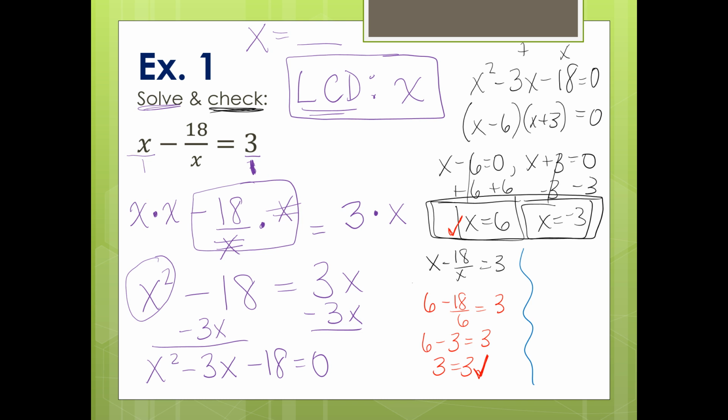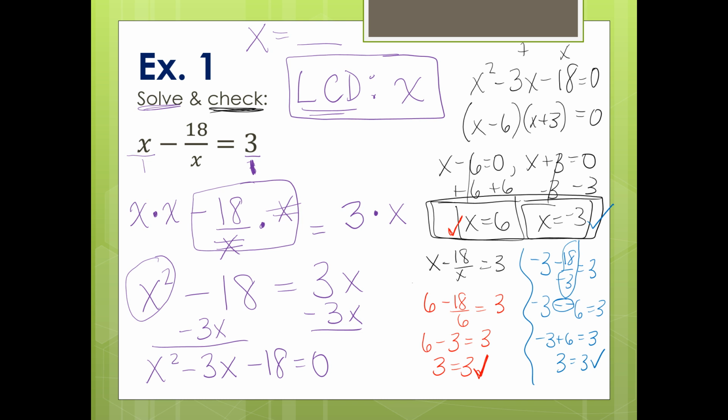Now, let's try the same thing with -3. So we're going to have -3 minus 18 over -3 equals 3. A lot of 3's in that one. If you just look at 18 over -3, you get -6. We have that double minus there, and it turns into a plus. So -3 plus 6 equals 3. 3 equals 3, and that works. Both of those are correct answers.